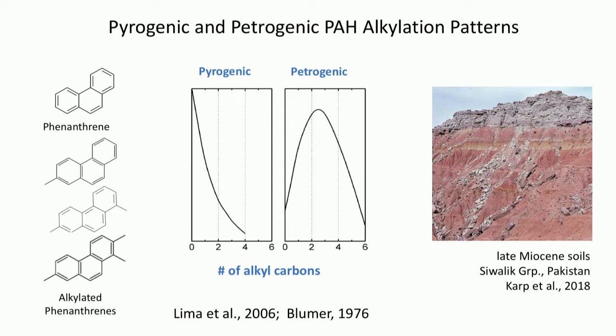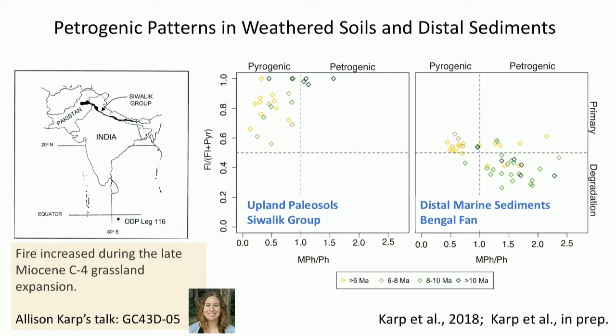And this is work of my student Allison Karp, who's beginning to look at the use of these compounds based on various ratios of their reactivity in the environment to distinguish origins of pyrogenic or fire and fossil carbon or petrogenic, and then the degrees of degradation along the transport process.